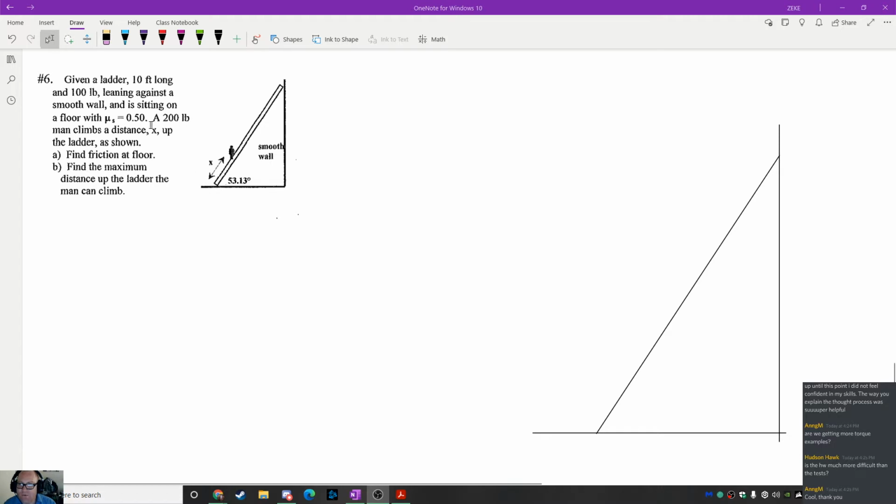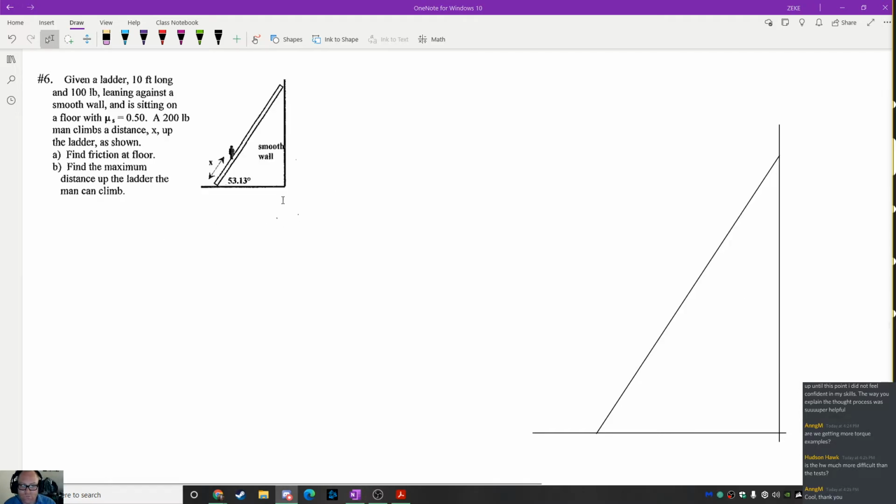A 200-pound man climbs a distance x up the ladder as shown. So there's a little person that's trying to walk up this ladder. We want to do two things. We want to find the friction at the floor, and we want to find the maximum distance that the man can climb up the ladder. Those are the two things we want to solve for.